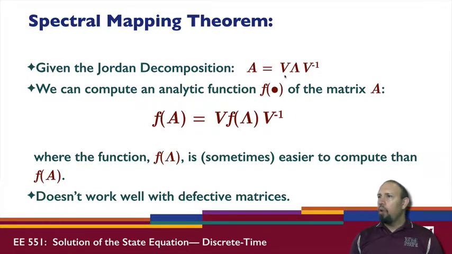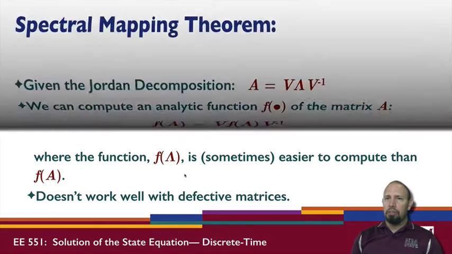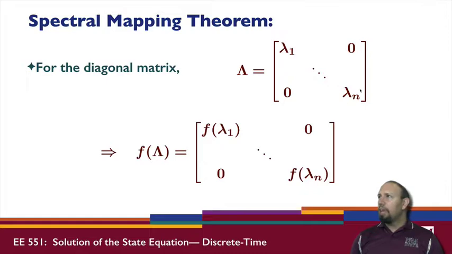Even though it requires this Jordan decomposition or eigenvalue decomposition, the whole thing ends up still being simpler. In general, however, this does not work well with defective matrices. That is, if we actually have a Jordan form instead of a diagonal form, it doesn't work quite as well. So I'm going to look at it primarily in the diagonal form, assuming our system is in the diagonal form. For a diagonal matrix like this, an analytic function of this matrix can be shown to be this. That is, I'm just taking the function of the diagonal elements.